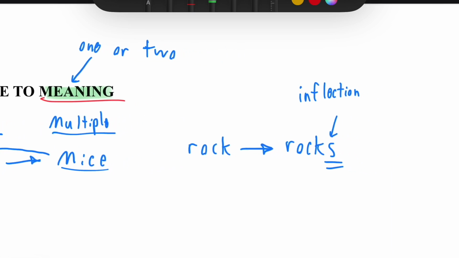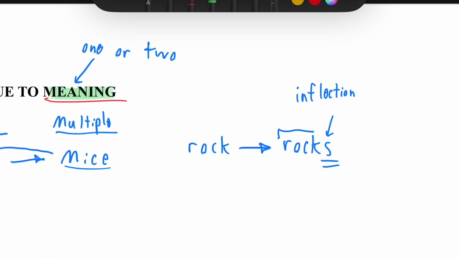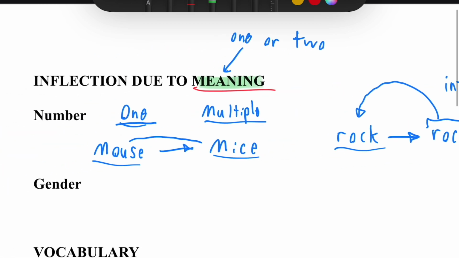So if I wanted to look up "rocks" in a dictionary or an English lexicon, I would need to look under the lexical form and find "rock." The uninflected form is generally the dictionary form. So "rock" is the uninflected form of "rocks." "Mouse" is the uninflected form of "mice."